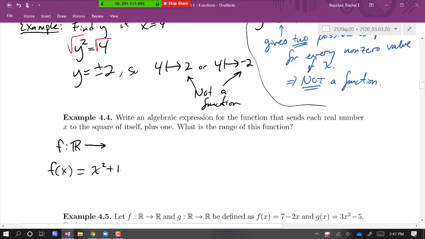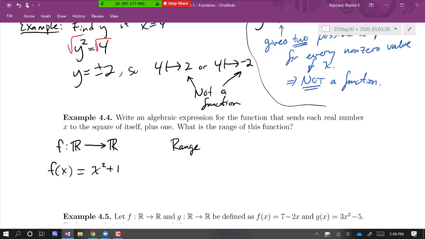So if I take a real number and I square it, I still have a real number. If I take a real number and I add 1, I still have a real number. So this function f maps reals to reals. The codomain is reals. What is the range of this function? We know that we're going to get real numbers, but can we get all of them? Are we restricted in the type of values that we will actually attain in this function?